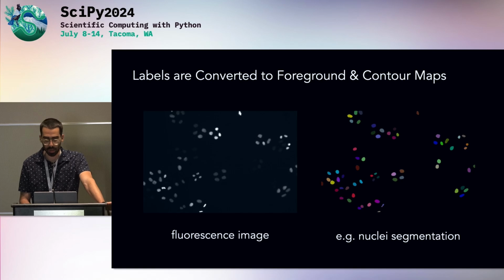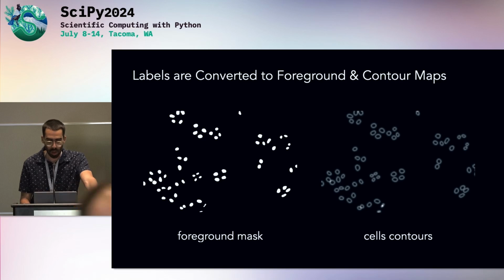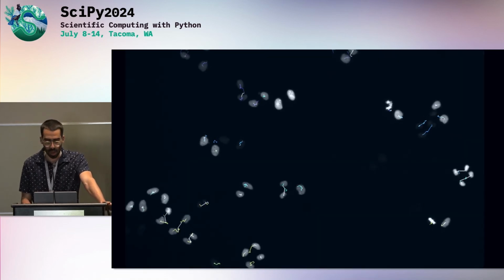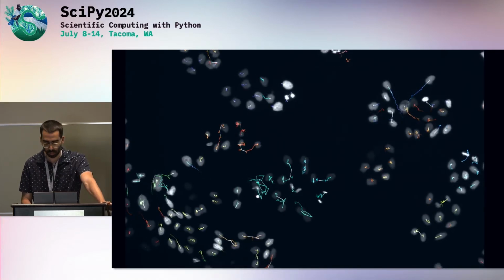So to use this in practice, we can start with, I think, the simplest scenario. The user has fluorescence imaging. They run an algorithm to obtain the segmentations. We convert it to a foreground mask just by binarizing the input segmentation, and we estimate the cell contours by getting the contours of the segments. And from this, we run Ultrack, and we can obtain the cell tracks associated with the input.